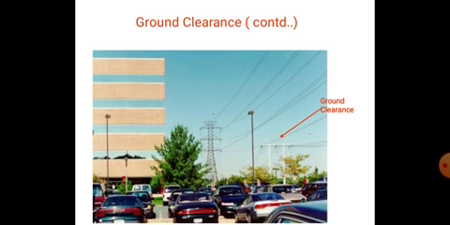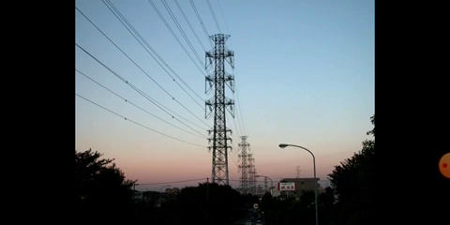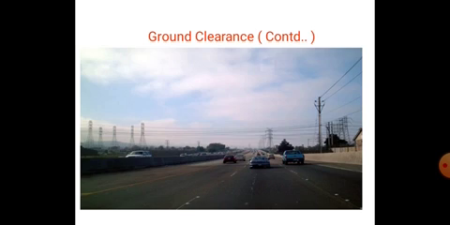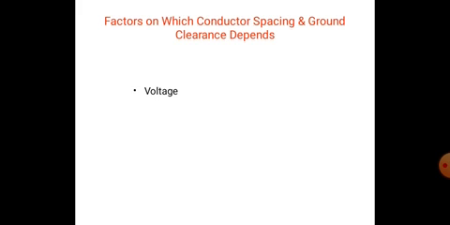The ground clearance in road, that is for different voltages there is different ground clearance. Factors on which the conductor spacing and ground clearance depends: that is voltage. That is the main important role. The voltage level of the conductors plays a crucial role.